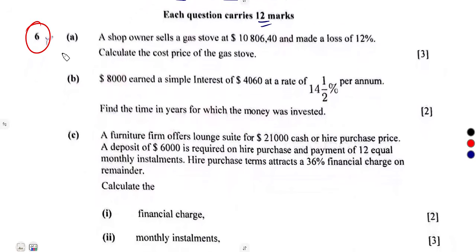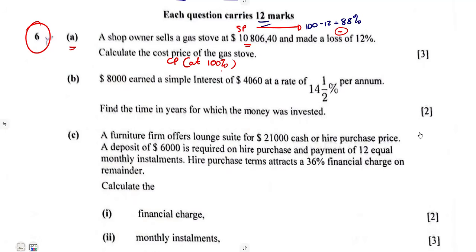All right, question 6. We are given that a shop owner sells a gas stove at this amount. So this is our selling price, and he made a loss. Calculate the cost price. Remember, the cost price is always 100%. So the selling price is the one that is affected by the loss. To have a loss, you subtract from 100%. So it's going to be 100 minus 12, which is a difference of 88, so that's going to be 88%.